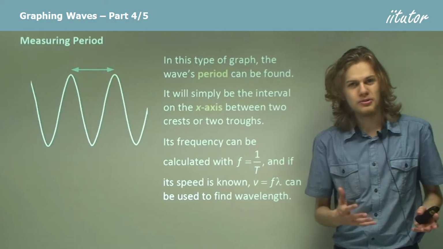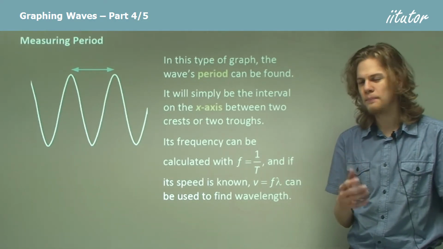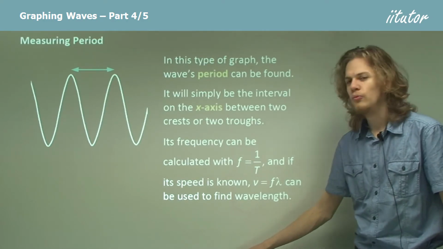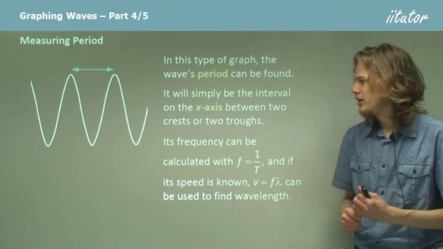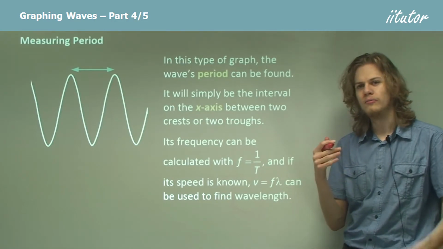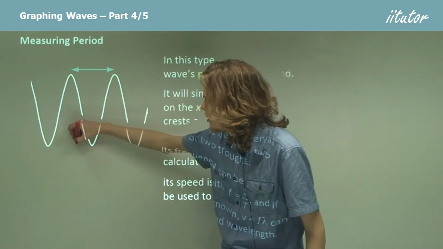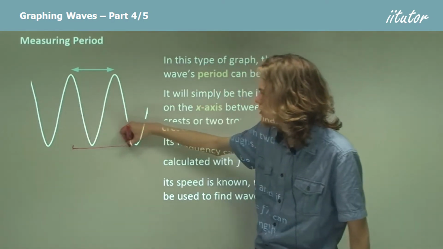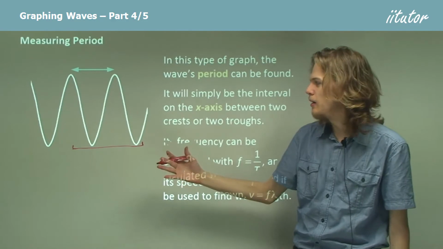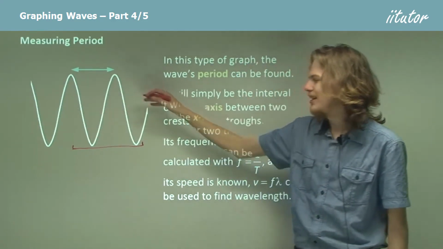And of course the frequency, we can just use this equation to find, f equals 1 on T. So what this will give you is how many wavelengths pass through 1 second. So if we have a time interval of 1 second over here, then the frequency will be the number of total wavelengths in that interval.